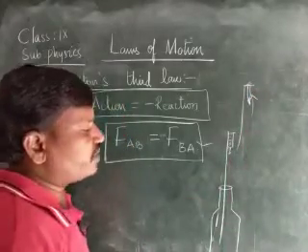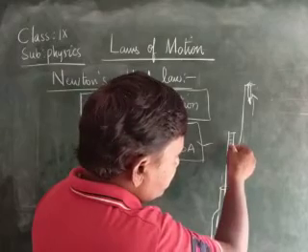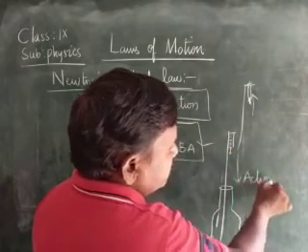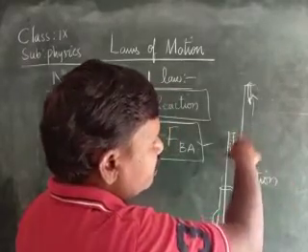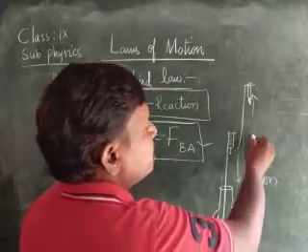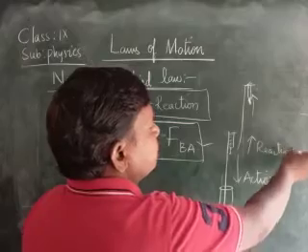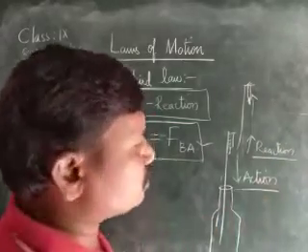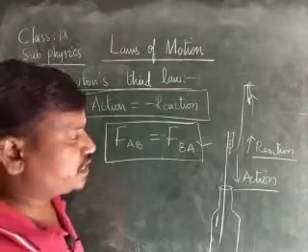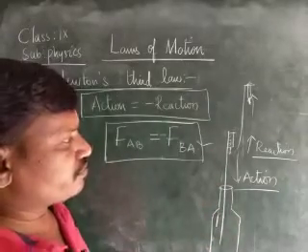Therefore we say that the gases which are released from the chemicals after ignition are the action, and the rocket moving upwards is the reaction. Children, therefore we say that action is equal to minus reaction. Action is in the downward direction, whereas the reaction is in the upward direction.